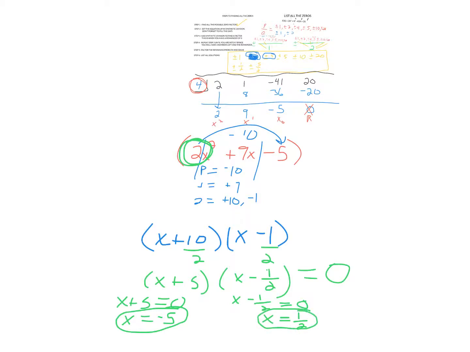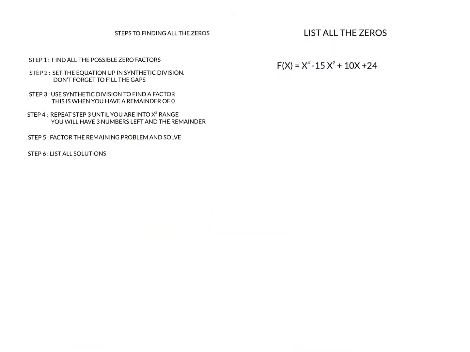And we have one more solution to list. The 4 from the synthetic division. So x also equals 4. And here are all the possible zeros that make this problem work. Okay? It's a lot of fun, I know. All right, let's look at the next one.